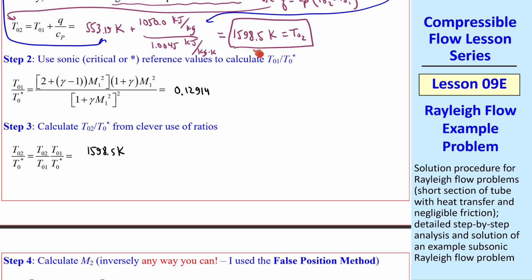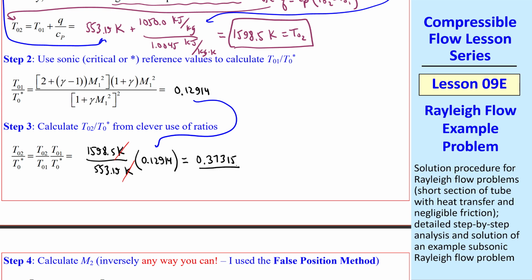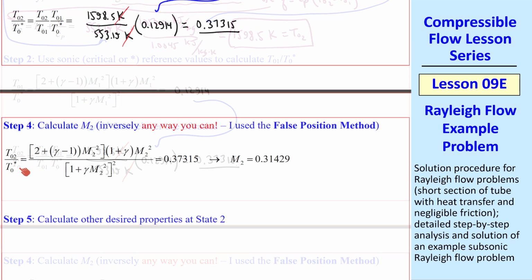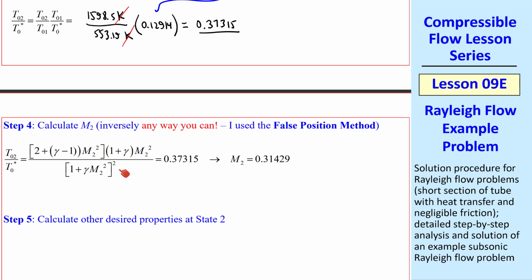And in step 3, we use clever ratios to get T02 over T0 star. T02 was just calculated above, and T01 was also calculated previously, and then this ratio can be used for T01 over T0 star. The K's cancel, of course, and we get a dimensionless ratio of 0.37315. Step 4 is to use this equation again for state 2, where we now know this ratio for T02 over T0 star.